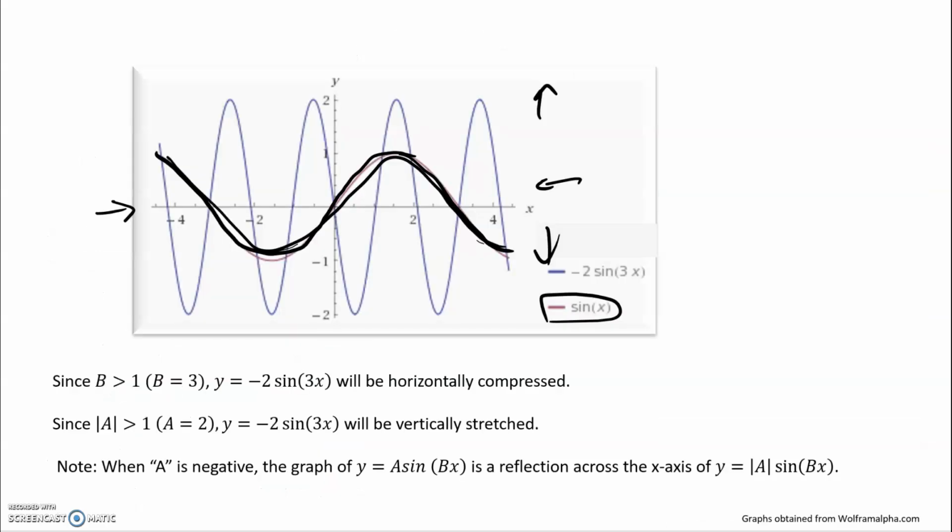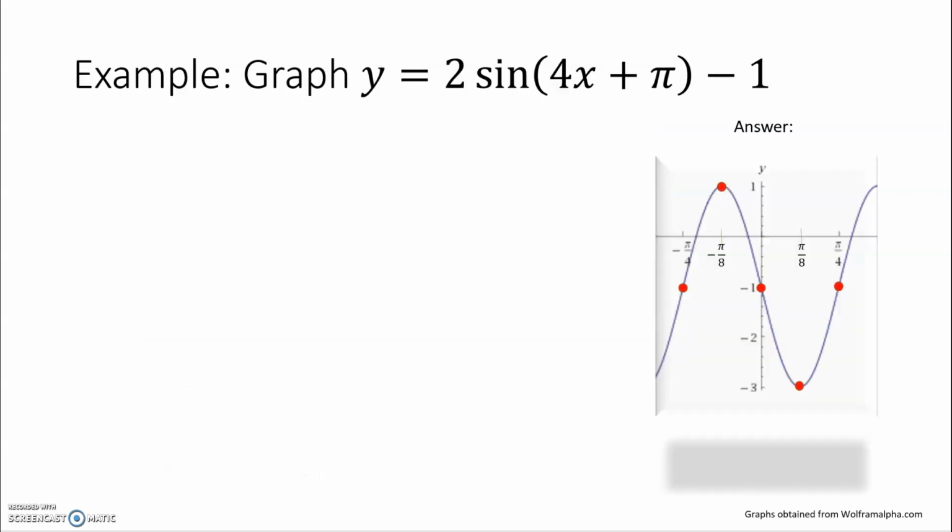Now, if you look at just sine of x, notice how it starts here and it goes up and then down. Whereas our graph of negative 2 sine of 3x starts here and it goes down and then up. That's what the negative in front of our equation is going to do. It's a reflection across the x-axis. Okay, now our last one here.